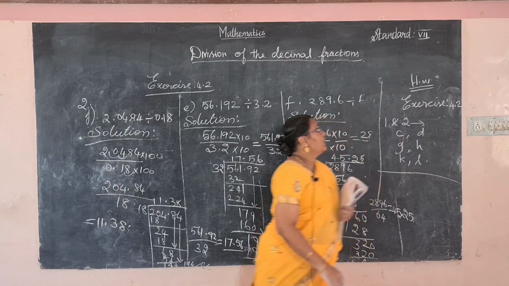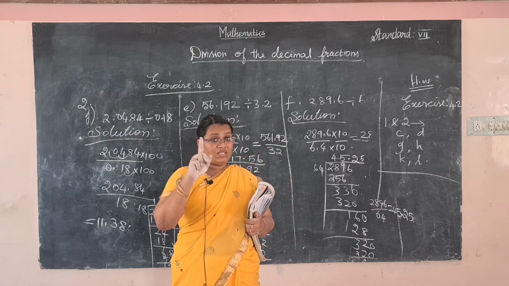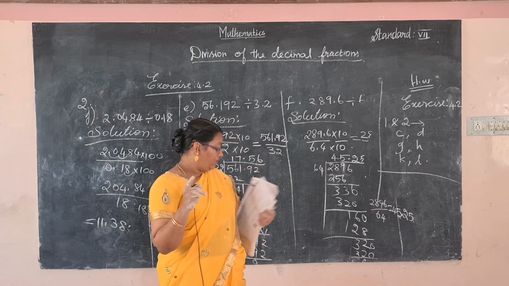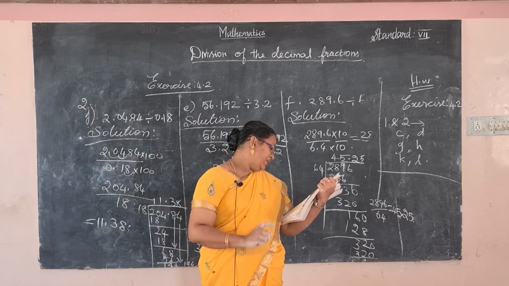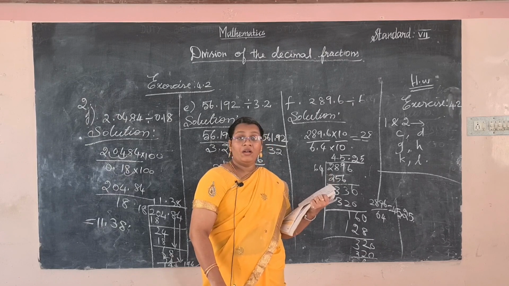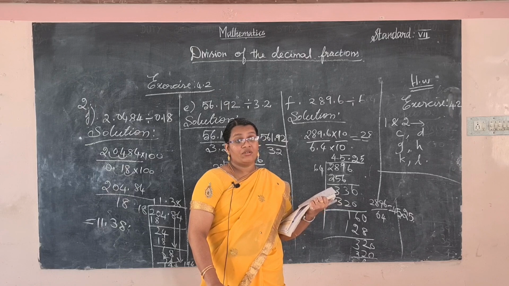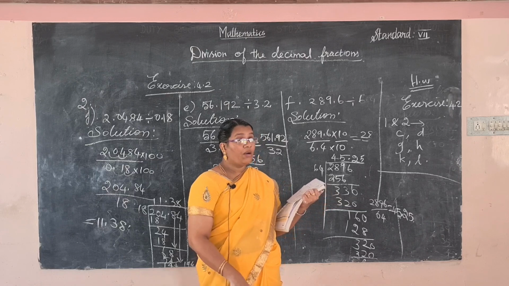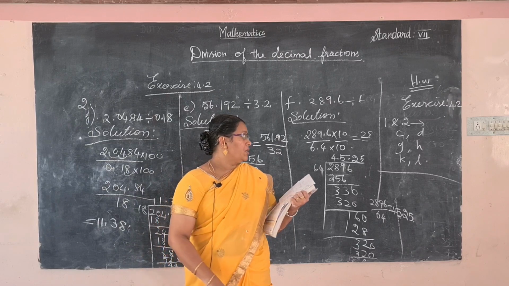So in exercise 4.2, there are first and second problem sets. Each has 12 problems. I have completed 6 problems, so you have to complete the remaining 6 problems in each section, first and second. Complete them and send them to my Zoho app.